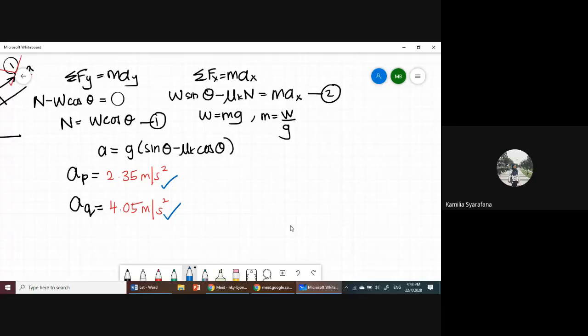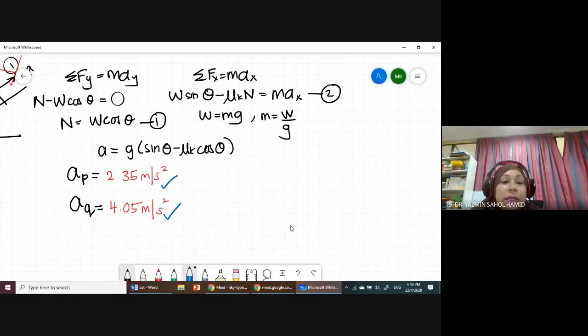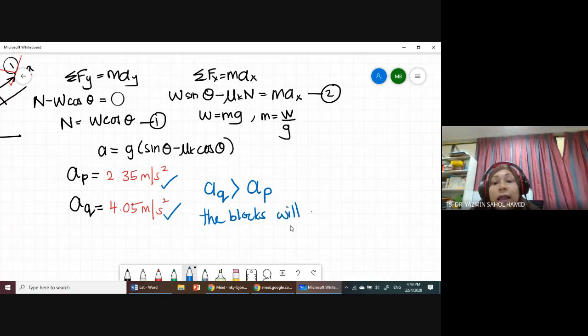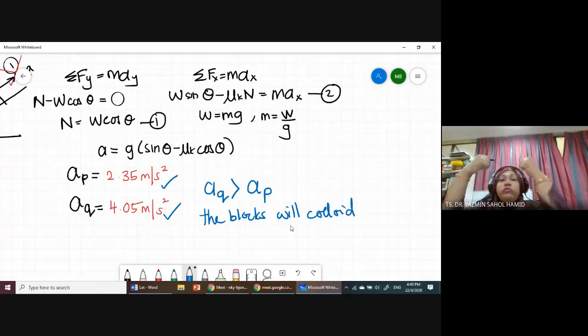Okay, now what can you see here? We notice that our acceleration for block Q is bigger than our acceleration for block P. What does that mean? It means this Formula One car, which is block Q, will eventually collide with car P. Why? Because it is faster, right? So in the end, the two blocks will collide. Yes, good.